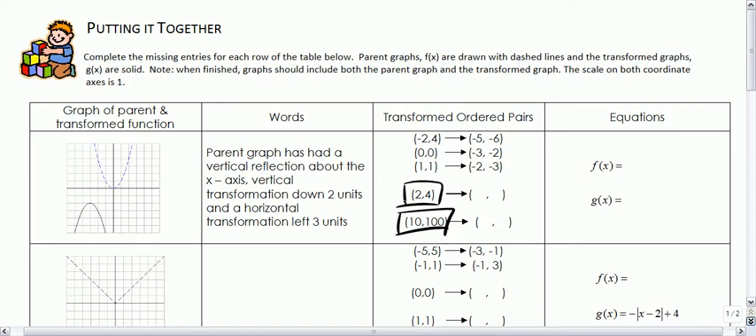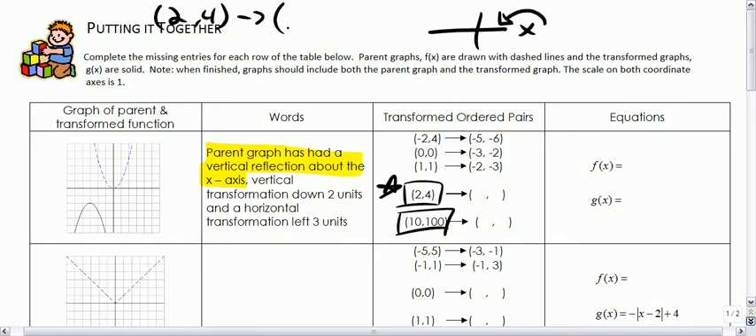So 2, 4 right here, vertical, so it's reflected about the x-axis. That's the first thing. Vertical reflection about the x-axis. So if we think of the x-axis, anytime we reflect across the x-axis, we're going to change the sign on the y-coordinate. So 2, 4 moves to 2, negative 4.